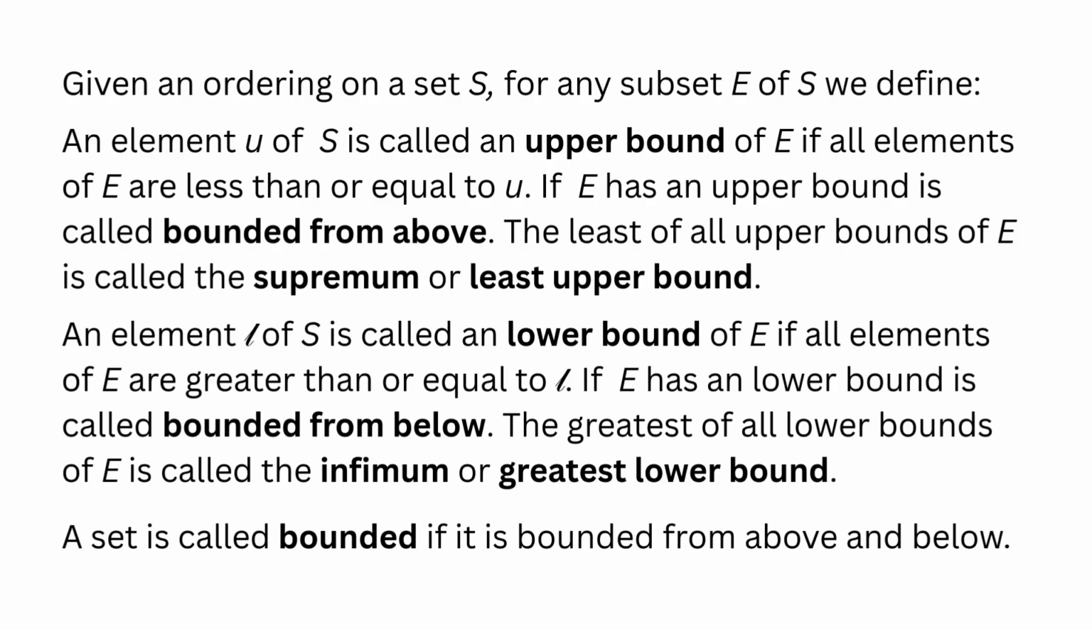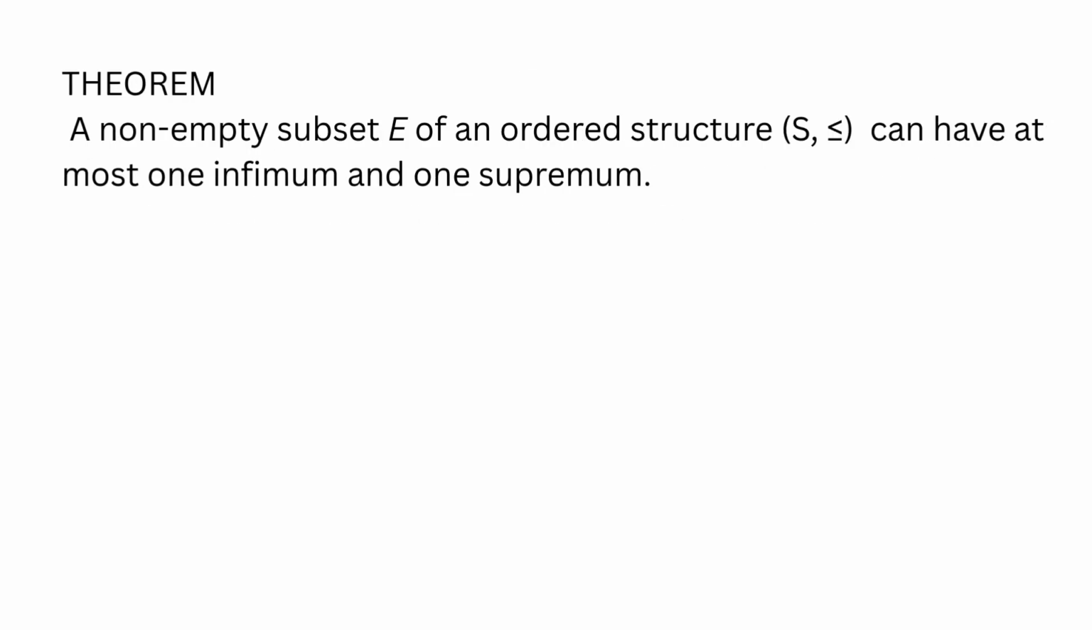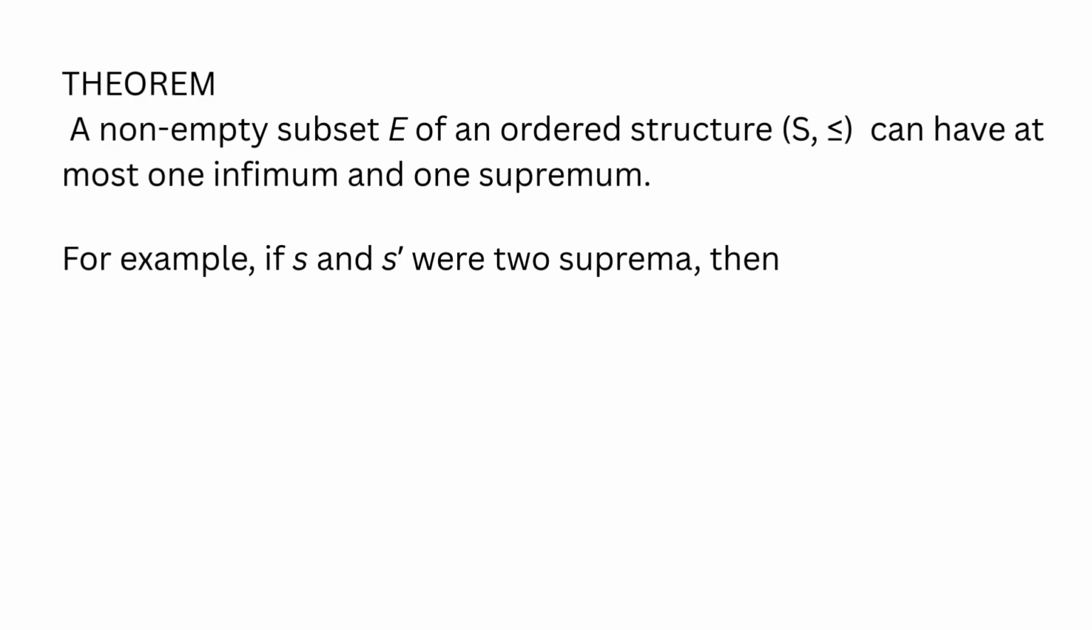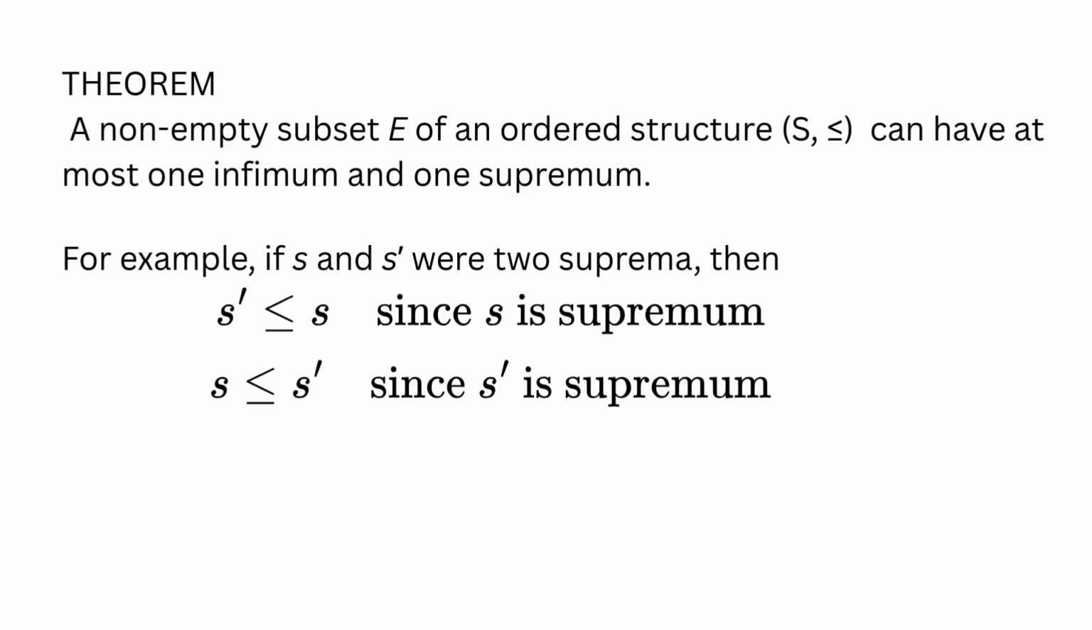The following theorem is an immediate consequence of the definitions. A non-empty subset E of an ordered structure can have at most one infimum and one supremum. For example, if S and S prime were two suprema, then they have to satisfy the direct and inverse relation at the same time, which imply that S equals S prime.